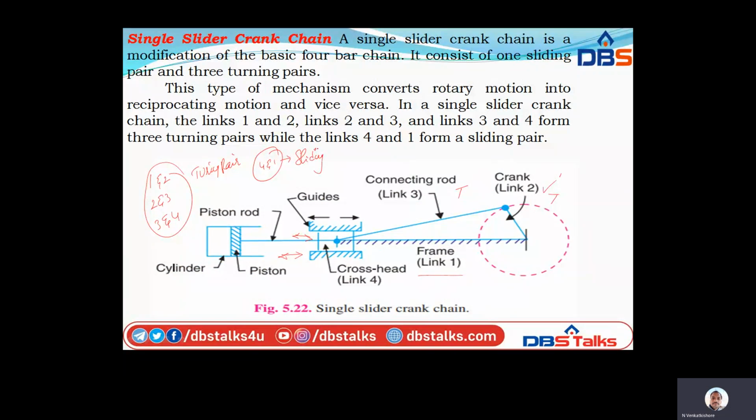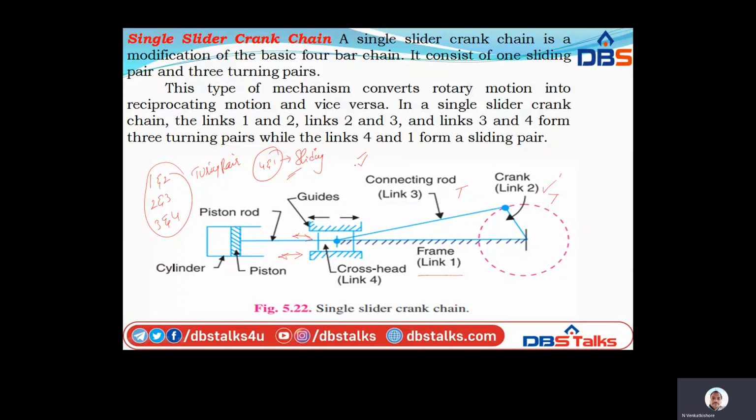So single slider means there is 1 sliding pair. Double slider means 2 sliding pairs are there. Whatever remains, only 2 turning pairs. That's why, in the name itself you can easily say how many sliding pairs there are.